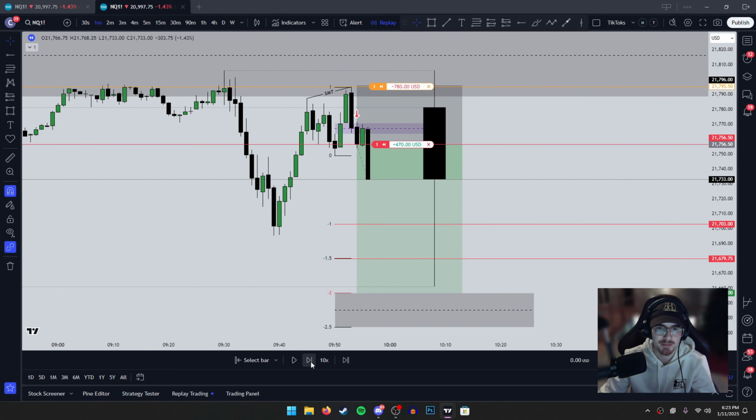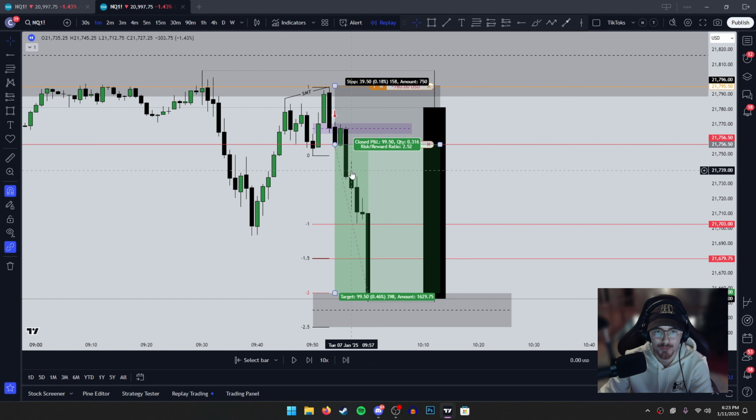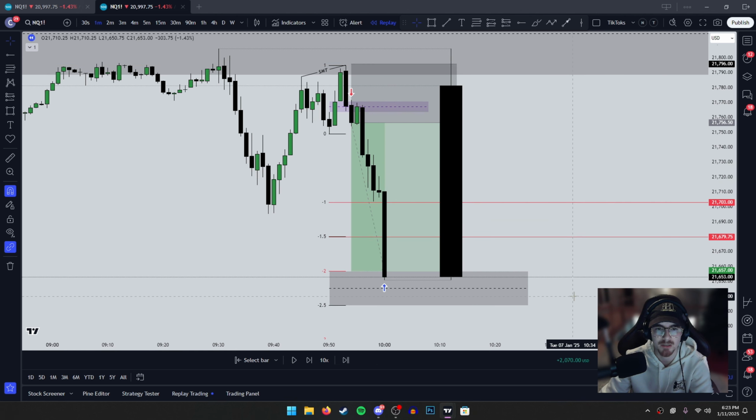So let's go ahead and start to play this out. As you can see, we barrel towards all 3 targets in about 6 minutes, and that becomes the trade. So that's how I use standard deviation to find my targets. Don't let anybody mix you up. This is the proper way to do it.